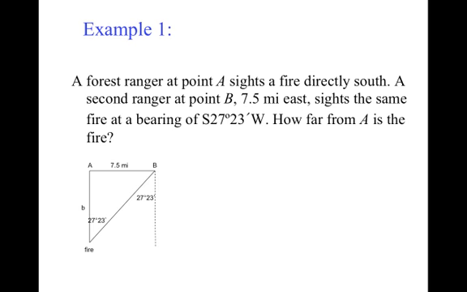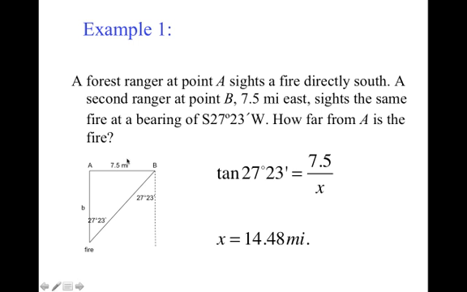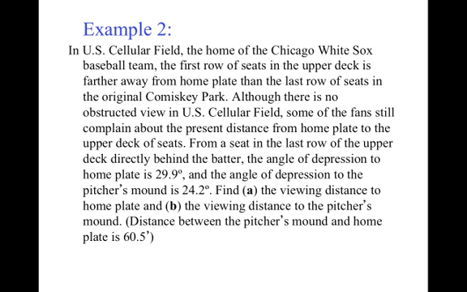From here, if we use that information with our right triangle, we can set up an equation to solve. Tangent of 27 degrees 23 minutes is equal to 7.5 over x. In the drawing, you may have labeled it b. However, we're trying to find the distance from A to the fire. Solving this simple trig equation, we come up with 14.48 miles. Take a second to pause the video and read example 2.